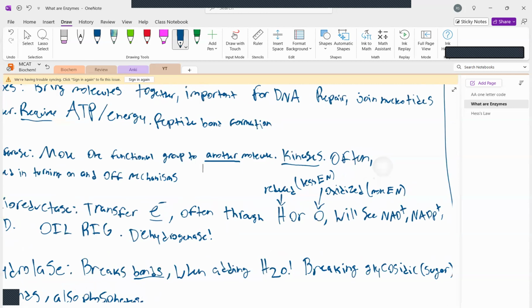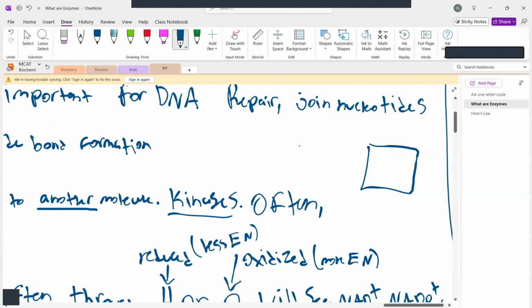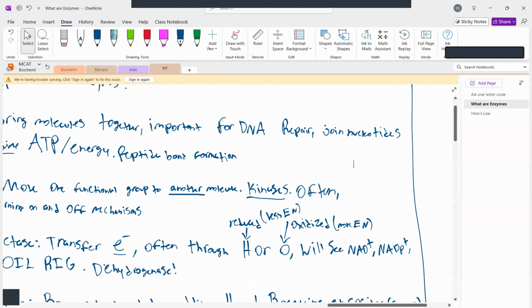So let's say you have this structure, and this can be your little phosphate. A kinase will add it on. It's bringing it closer and closer and closer, and then it adds it on. Whereas a phosphatase sees your little phosphate group and it's like a sponge. It'll be greedy and be like, I want that for myself. So it grabs onto it and takes it off the whole thing. Okay, if that makes sense.